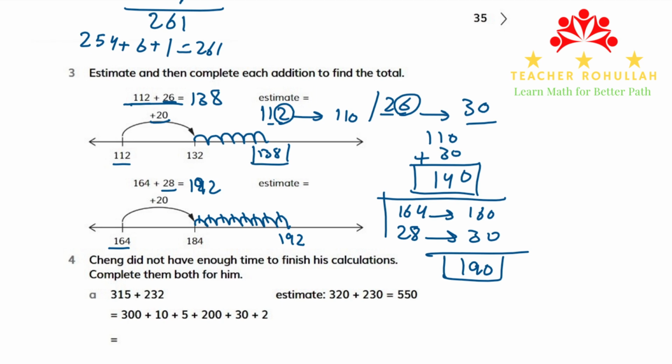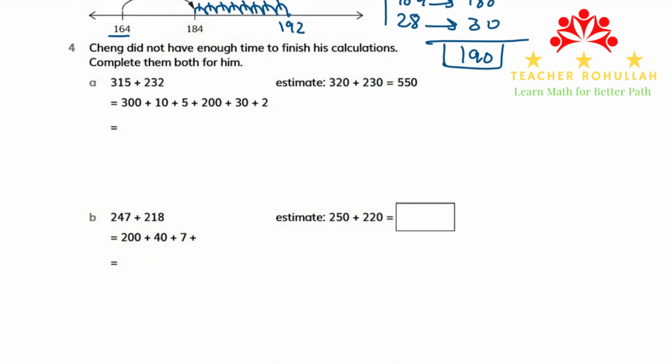Let's now move to question number 4. I will scroll a bit down. Okay. In question number 4, it says, Cheng did not have enough time to finish his calculation. Complete them both for him. Here, Cheng has done the estimation. Cheng has rounded his number to the nearest 10, and he got that the estimated answer is 550. But he has not completed.